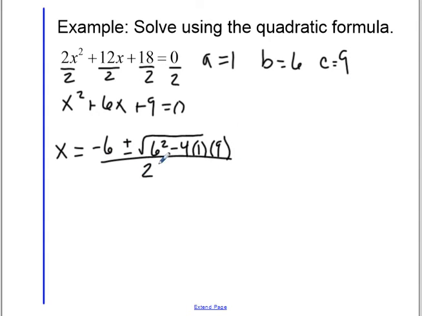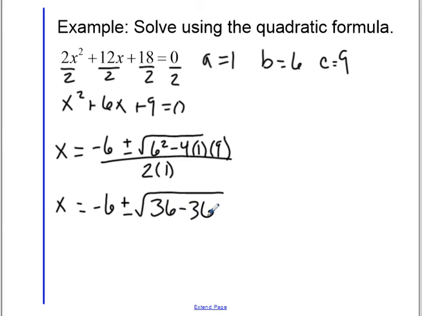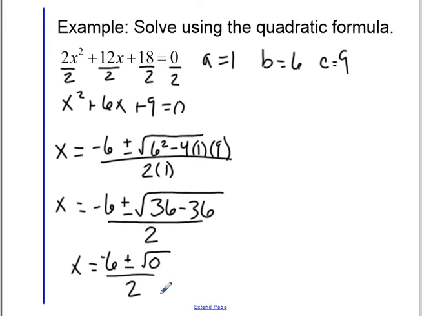All divided by 2 times 1. Start to simplify this, and I end up with negative 6 plus or minus the square root of 36 minus 36. 4 times 9 is 36. All divided by 2. 2 times 1 is 2. So when I do 36 minus 36, I end up with the square root of 0. Since the square root of 0 is nothing, this problem has nothing here to add and subtract with the negative 6. So my problem just ends up going to just negative 6 divided by 2.